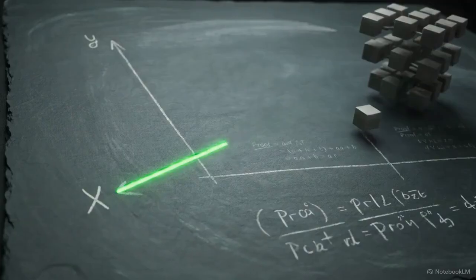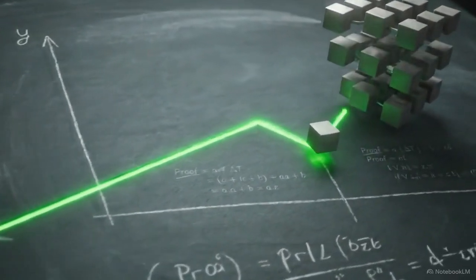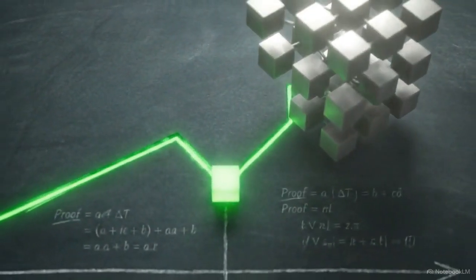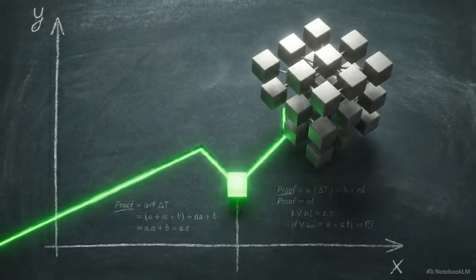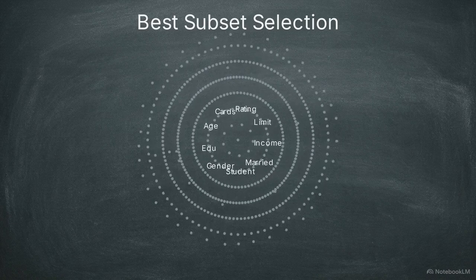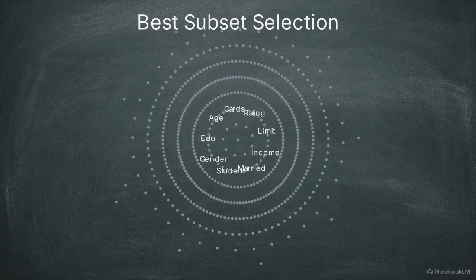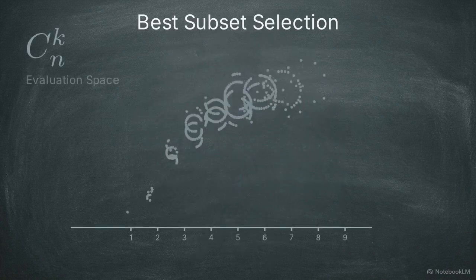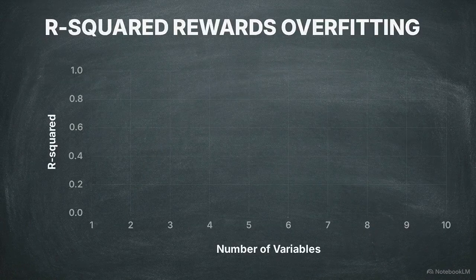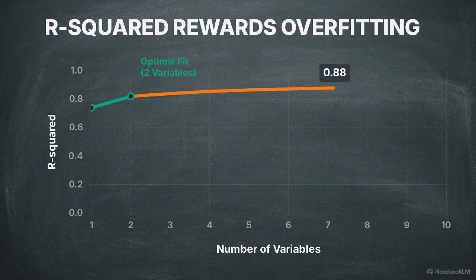Stepwise is a greedy algorithm. It locks in early choices based on local improvements and often misses the true global optimum of the dataset. Best subset selection is the definitive mathematical solution. It requires the computational evaluation of every possible variable combination, represented as C and K. We cannot use standard R-squared to judge these subsets. R-squared artificially increases with every variable added, rewarding overly complex models.